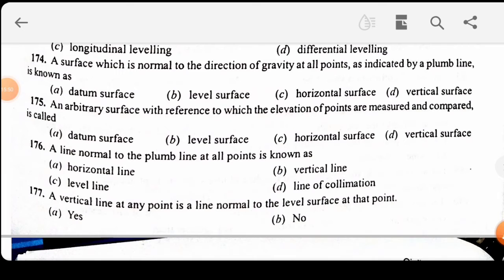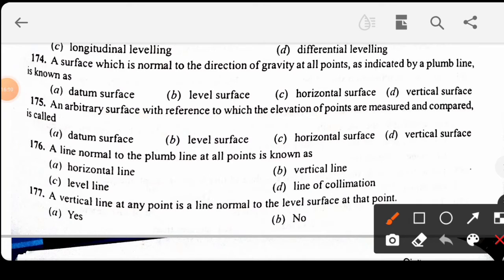A surface which is normal to the direction of gravity at all points, as indicated by a plumb line, is known as level surface. An arbitrary surface with reference to which the elevation of points are measured and compared is called datum surface.